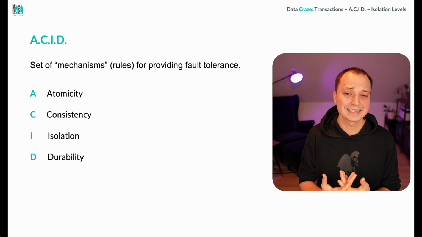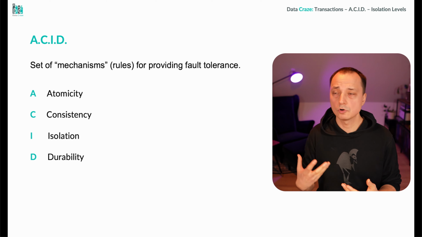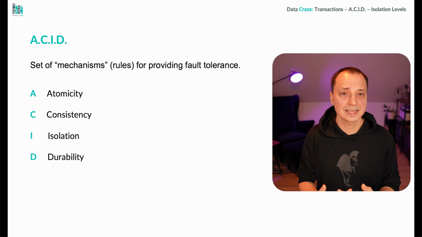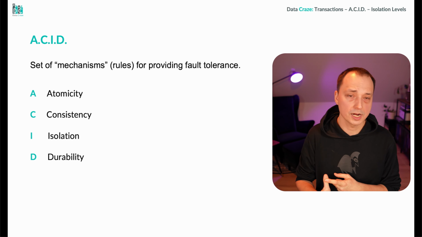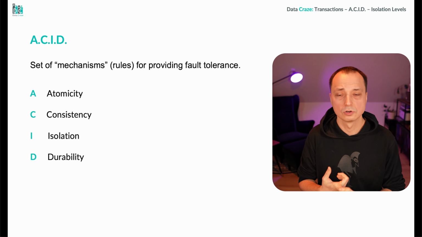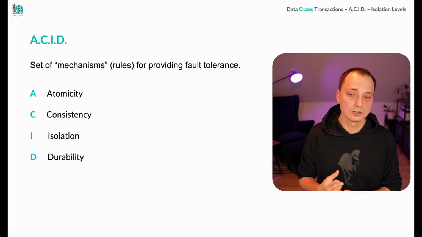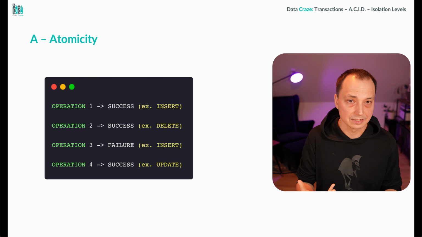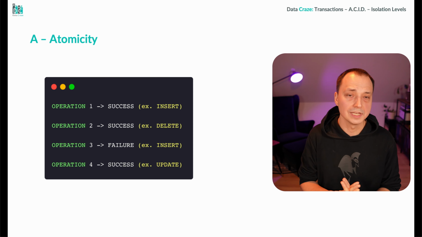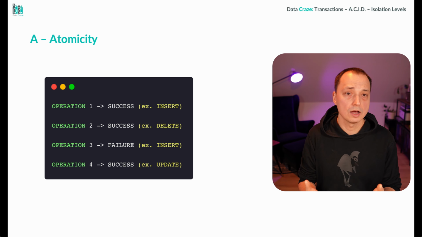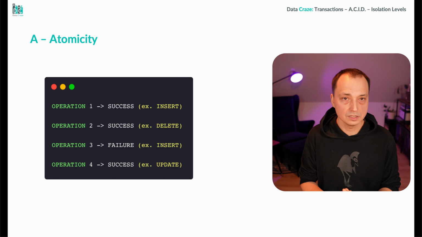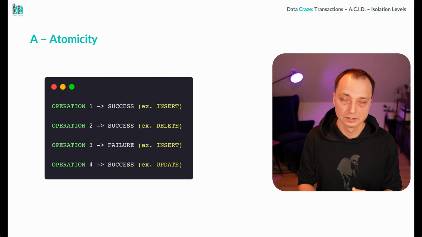It's basically a set of mechanisms, or maybe more specifically rules, for providing fault tolerance. What does ACID stand for? The A stands for atomicity, C stands for consistency, I stands for isolation, and D stands for durability. And let's get into those in detail. So atomicity, it's basically a way of making sure that an operation or a group of operations will either succeed or will fail. There is no in-between state.